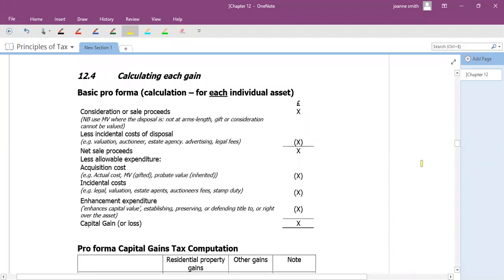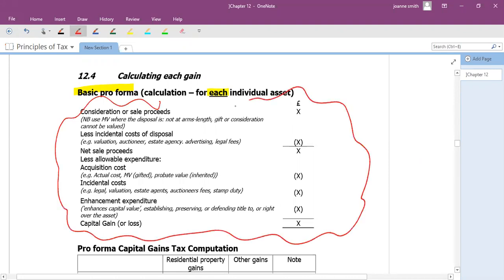So now we know how to calculate the tax on a gain and how we need to consider the annual exemption and any losses brought forward. Let's go back a step and ask, where does this gain come from? As it says here, we need to calculate the gain for each individual asset. So if I sell 5 different things, I need to do this for each one. So we need to make sure that we learn this pro forma in order to do that calculation.